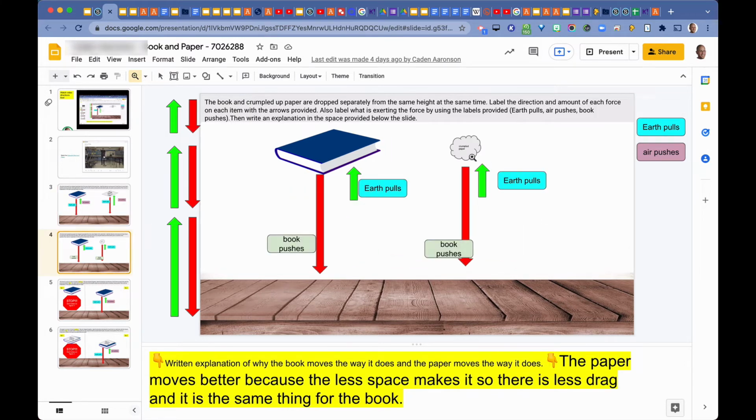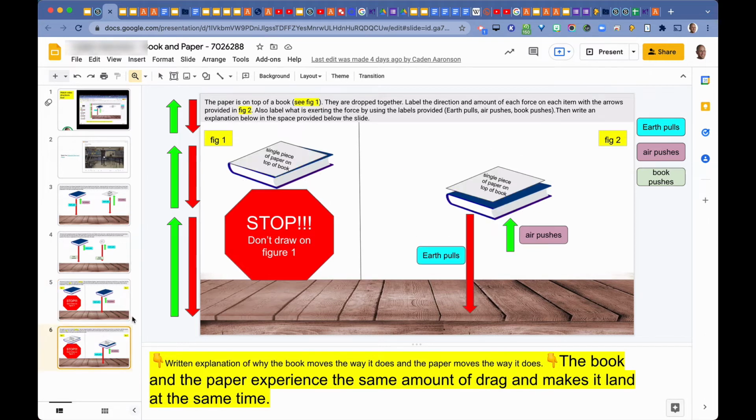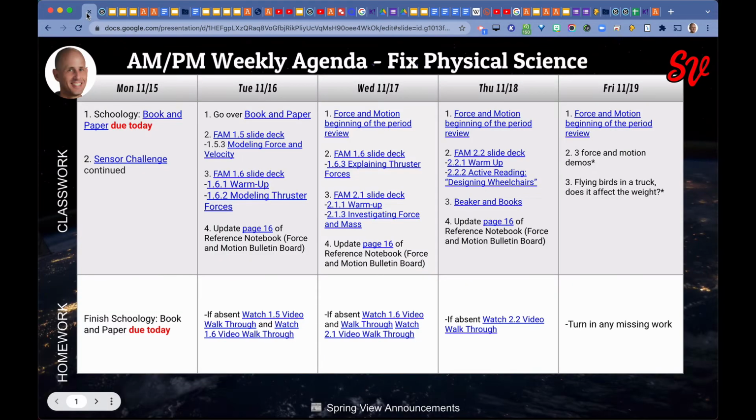Then the crumpled up paper dropped at the same time as the book, and they hit the ground at the same time. The paper below the book, they were dropped and landed at the same time. And then the paper on top of the book, they landed at the same time. So that was on Monday.